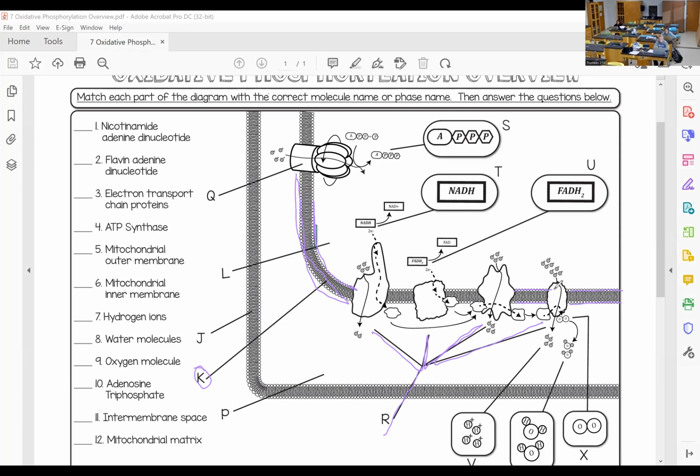So then, of course, I bet you guys can figure out what J is. If that's the inner membrane, you can probably figure out what J is. And then this space here between the membranes, that is letter P, and that's going to be the intermembrane space.